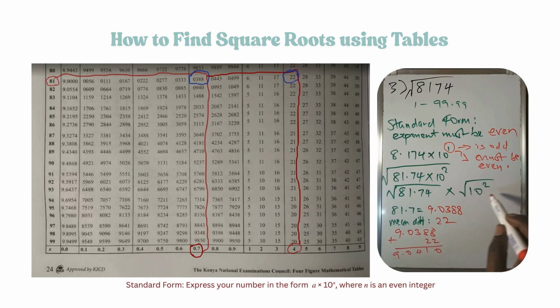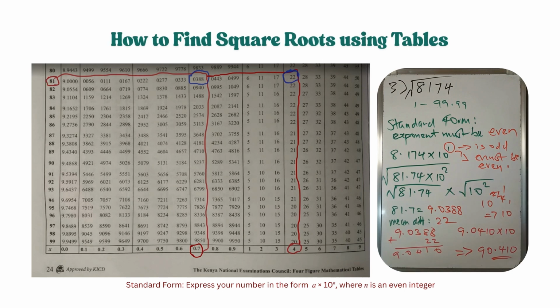What about the square root of 10 squared? What we do is we divide the exponent by 2. So it will be 10 to the power of 2 divided by 2, which is 1. So the answer will be 10. 10 raised to 1 is the same as 10. So our final answer will be 9.0410 times 10, that's 10 raised to 1. That will be 90.410. That's all.